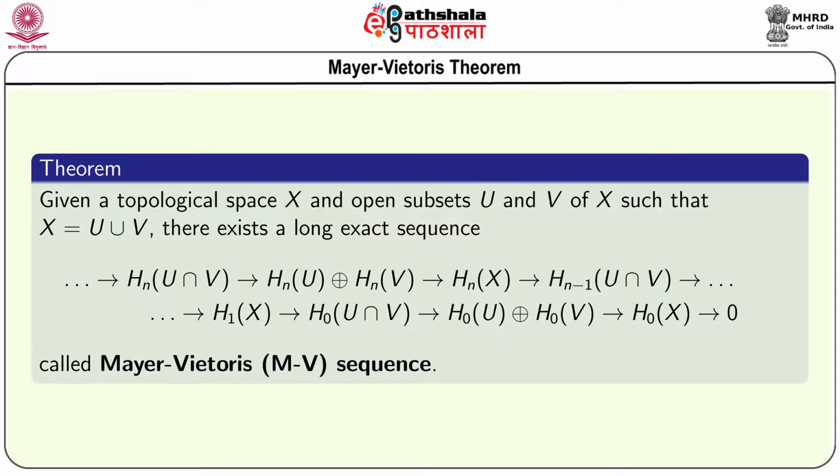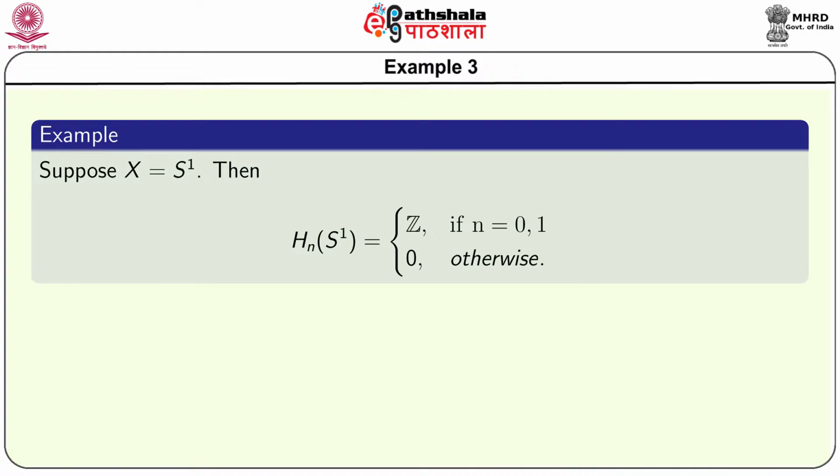We have established the Mayer-Vietoris sequence: if X is a topological space and U, V are open subsets of X, then we get a long exact sequence as shown here. Now, we find that the homology group of S1 is Z when n is equal to 0 or 1 and it is trivial otherwise.